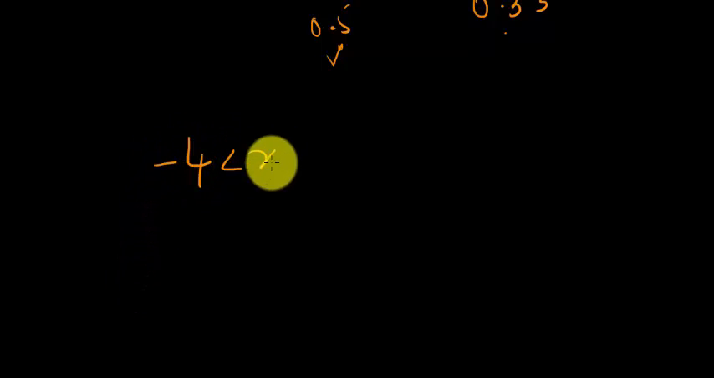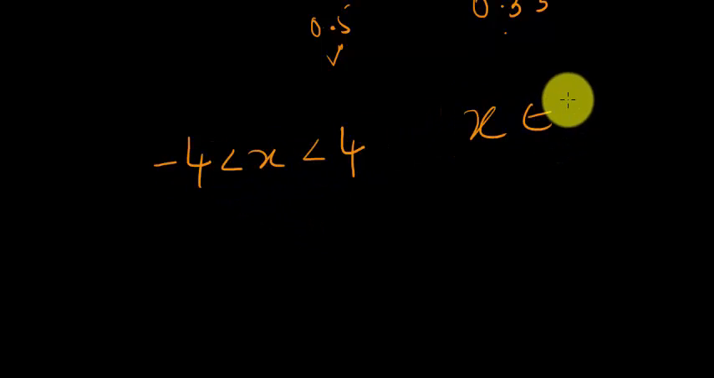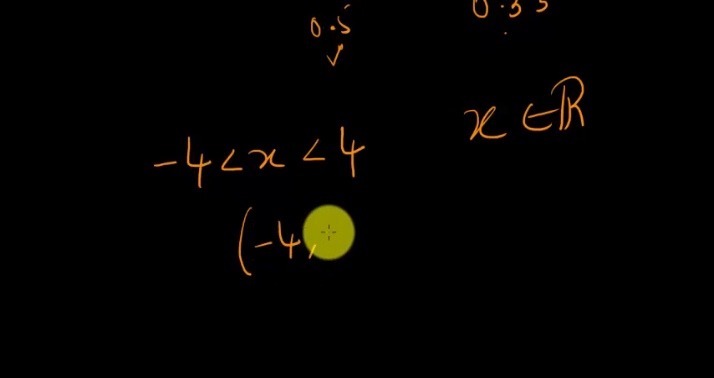Let's say I wanted to represent this: -4 is less than x is less than 4. So the solution lies between -4 and 4, and x belongs to real numbers. So that's my replacement set. I'm going to be picking up my solution from the real numbers. How do I write this? Because -4 is not included, I'll have to put a small bracket. -4, comma 4, again a small bracket.